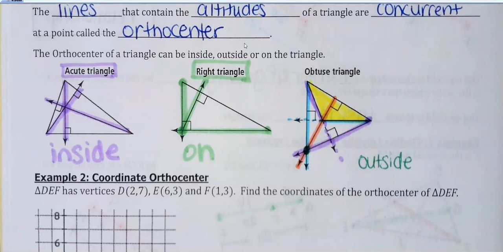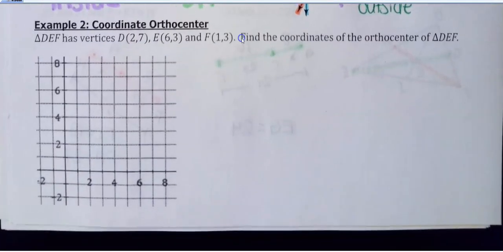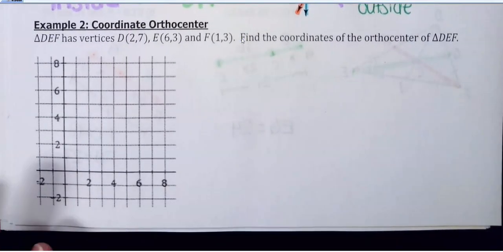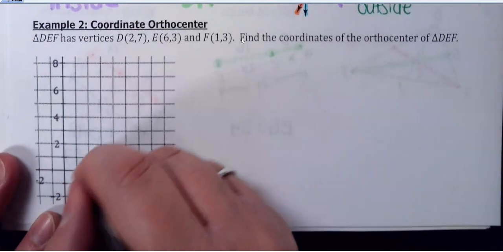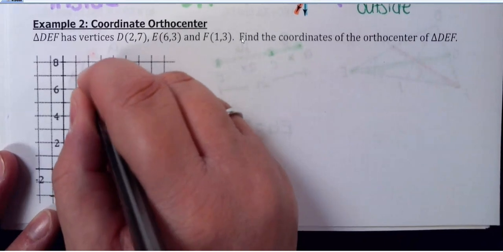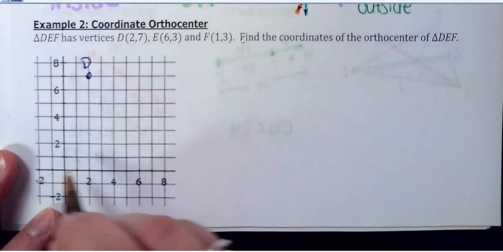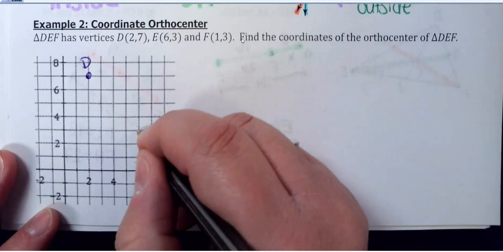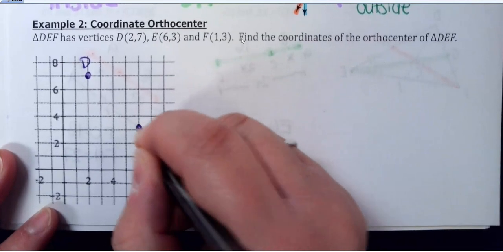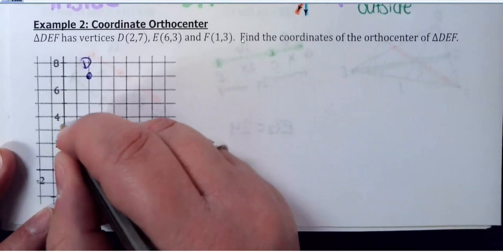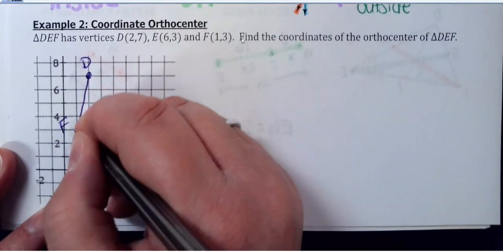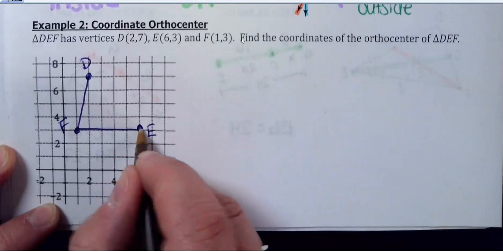Okay, now we're just going to do this really quick. We're just going to draw the orthocenter. It's not hard, I promise. We're going to draw a triangle first, though, and it has vertices D, E, and F. D is going to be over 2 up 7. E is going to be over 6 up 3. And F is going to be over 1 up 3. And I'm just going to connect the dots to make a triangle.